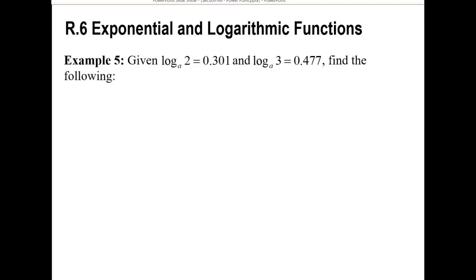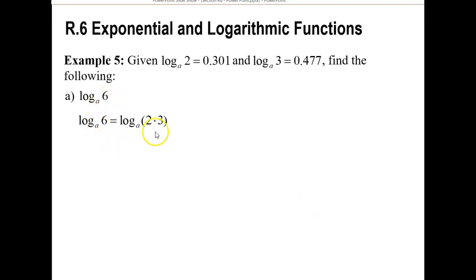All right, so here we're given some values. Log base a of 2 is given to be 0.301, and log base a of 3 is given to be 0.477. So using those given facts, we're going to find the following. Log base a of 6. So we're given log base a of 2 and log base a of 3. So utilizing one of our properties, we should be able to find the log base a of 6.